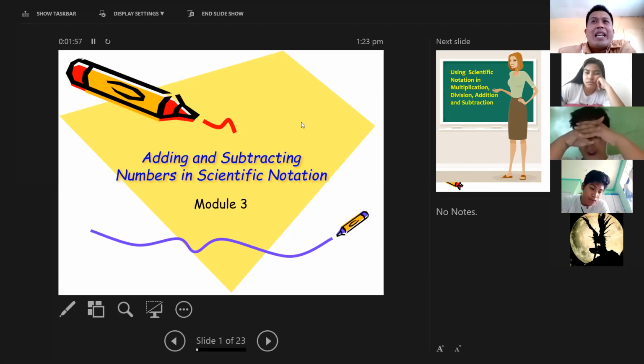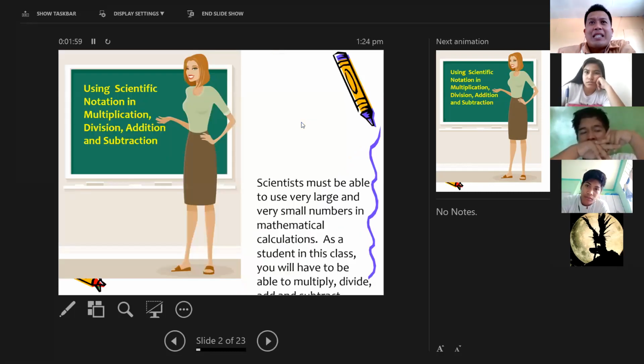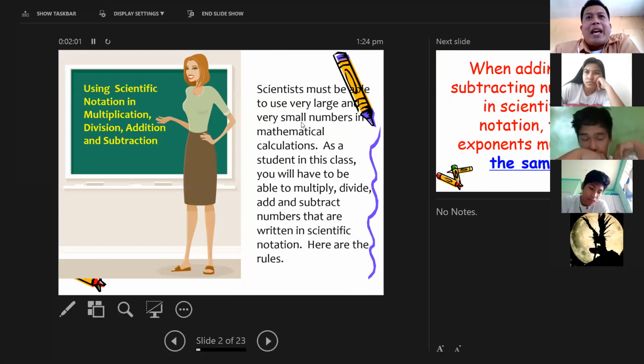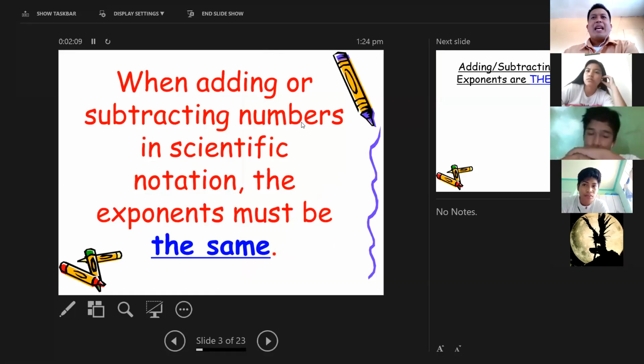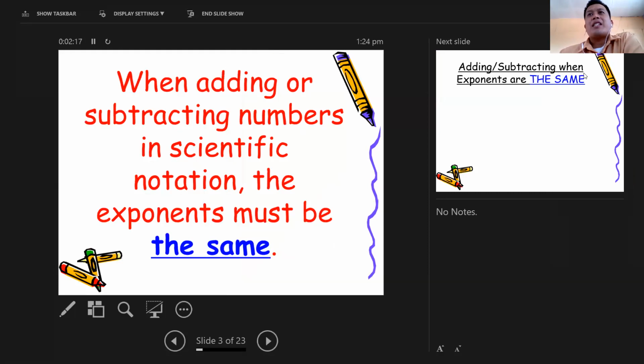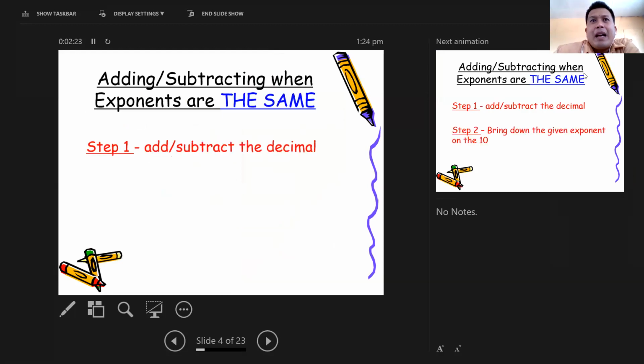However, the rule in adding and subtracting scientific notation, class, is simply: when adding and subtracting the numbers, look at the exponent of the base of 10. The exponent of your base of 10 should be the same. Again, the exponent of your base of 10 must be the same when you are going to add or subtract. Let's have an example here. These are steps that you're going to follow, class.